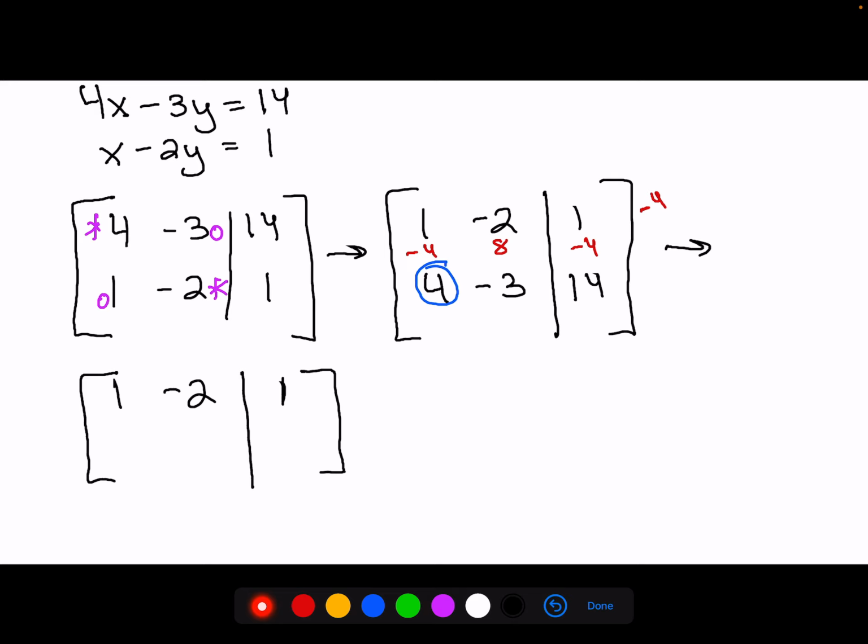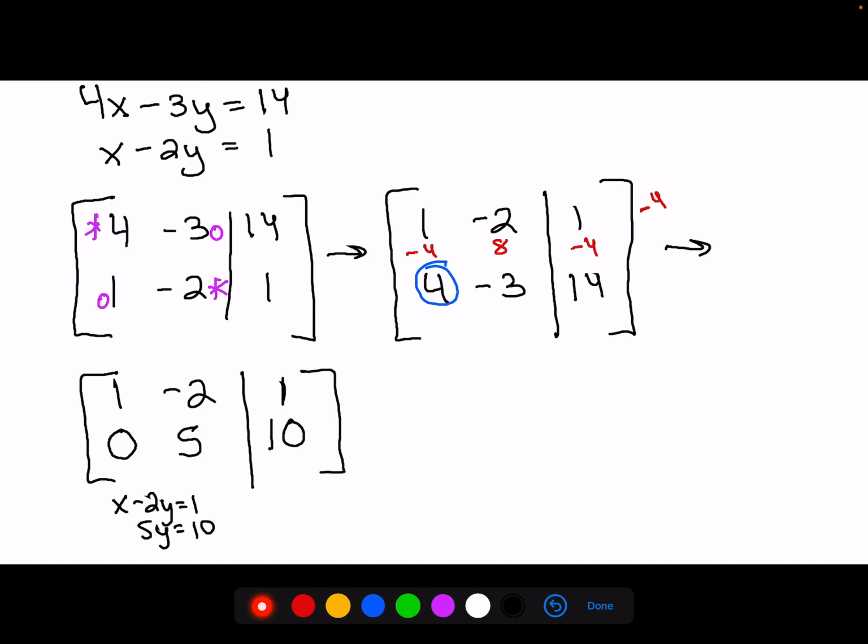So -4 plus 4 is 0. 8 plus -3 is 5. -4 plus 14 is 10. And already I'm getting very close. If I wanted to stop here, I would know that x minus 2y equals 1, 5y equals 10.